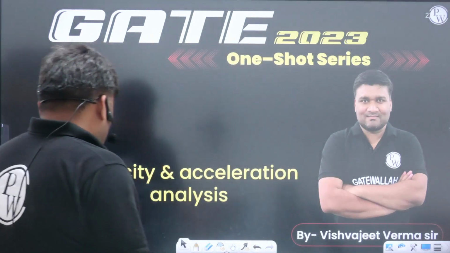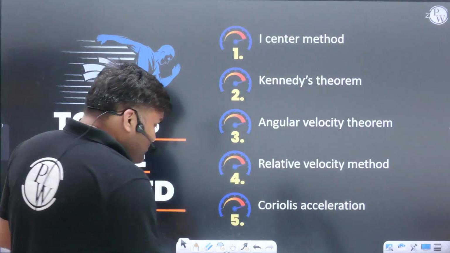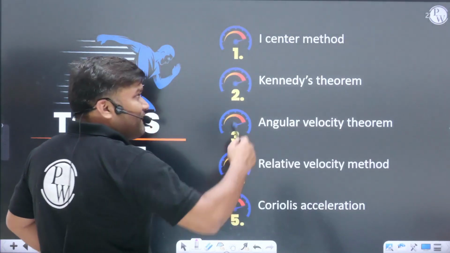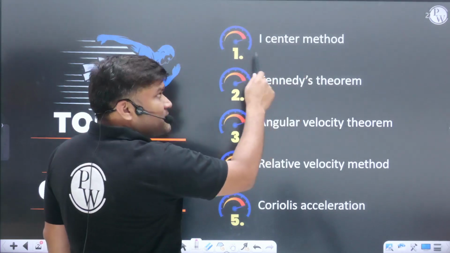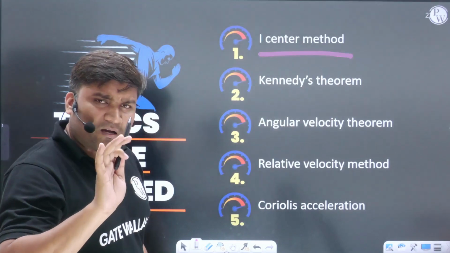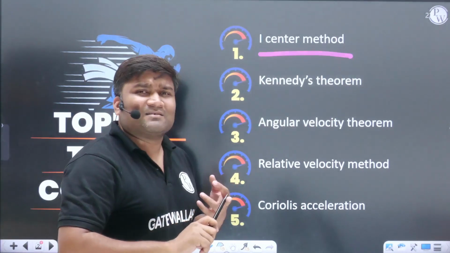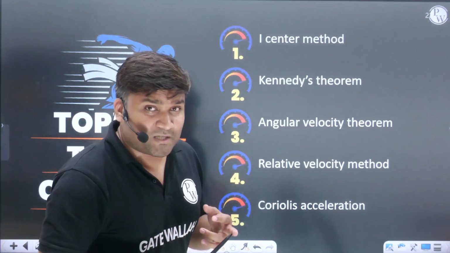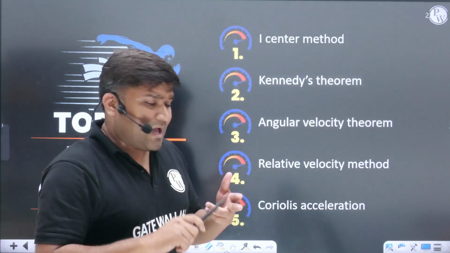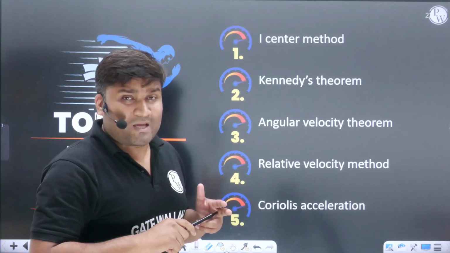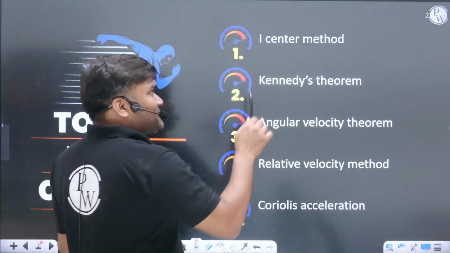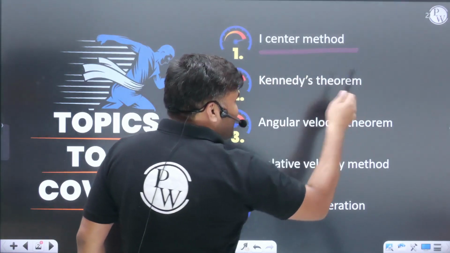Let me give you a glimpse of what points we are going to discuss in this entire video. I will be discussing the eye-center method. Mostly this is asked. What are the eye centers? How many eye centers are going to be there? Where are the locations of basic eye centers? How do we use this eye center method to calculate velocities of any mechanism? All these things we are going to discuss.